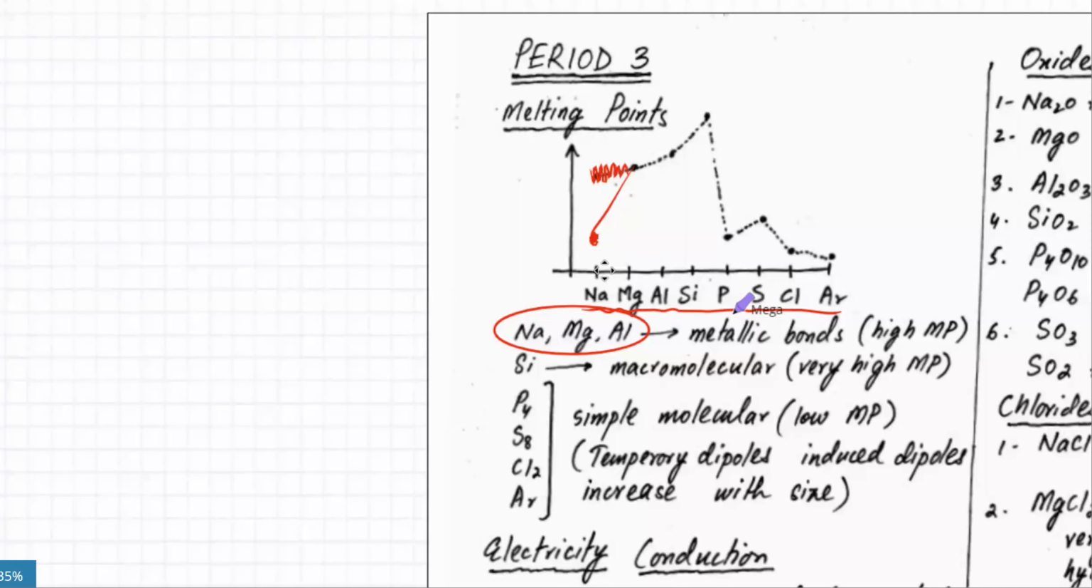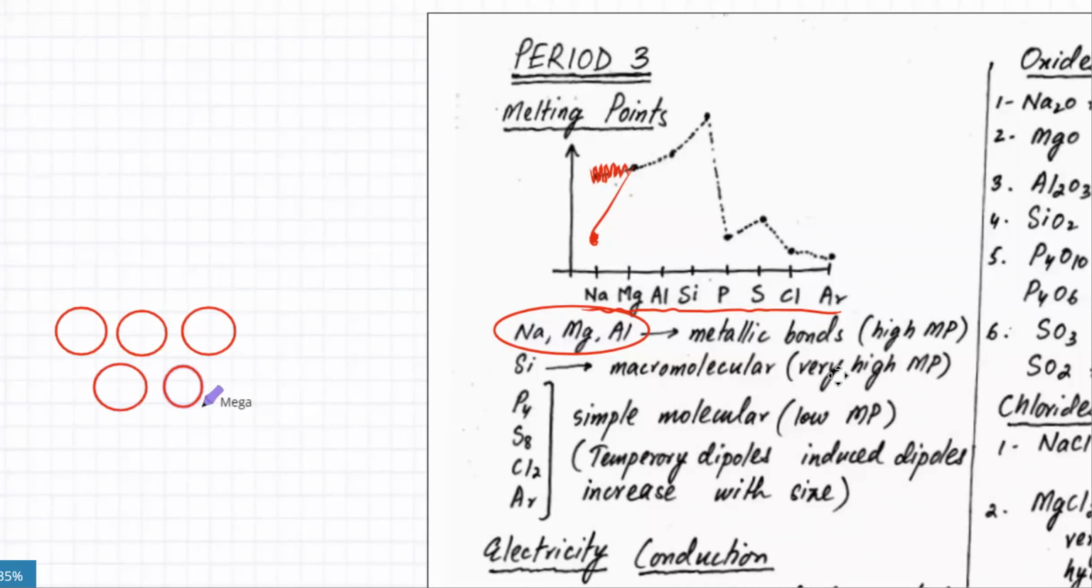So now the first three, Na, Mg, and Al, they have metallic bonds. Okay, so just your O-level stuff. What was metallic bonds? Metallic bonds was you've got a lattice of metal ions in a sea of free moving electrons.